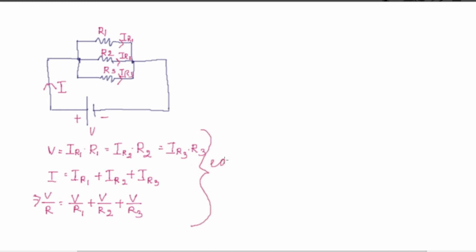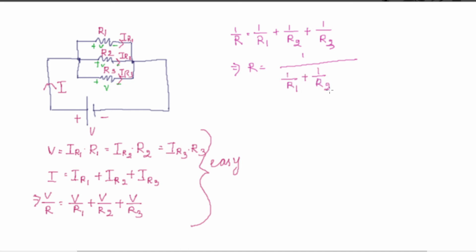On the left hand side, R represents the equivalent of three resistances in parallel. Here, 1 by R equal to 1 by R1 plus 1 by R2 plus 1 by R3. You can solve it, right?